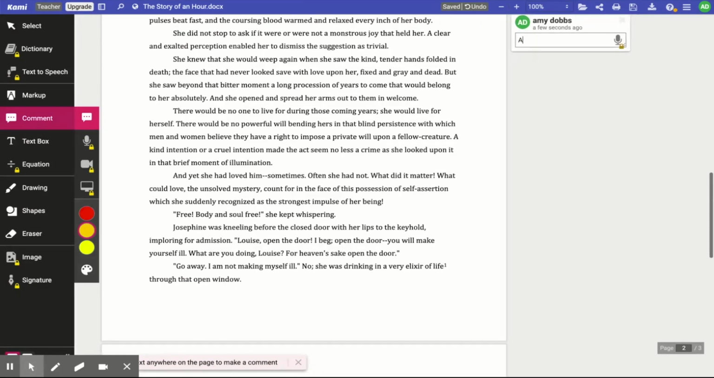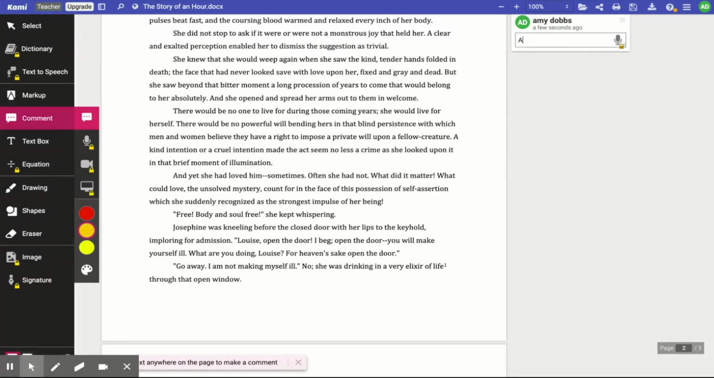She did not stop to ask if it were or were not a monstrous joy that held her. A clear and exalted perception enabled her to dismiss the suggestion as trivial. There would be no one to live for during those coming years. She would live for herself. There would be no powerful will bending hers in that blind persistence with which men and women believe they have a right to impose a private will upon a fellow creature. A kind intention or a cruel intention made the act seem no less a crime as she looked upon it in that brief moment of illumination.